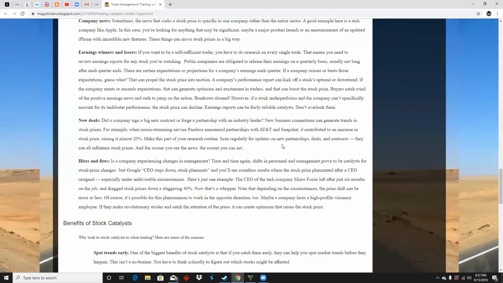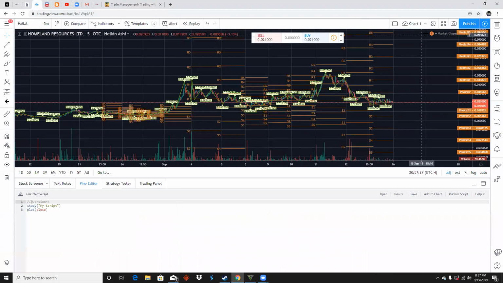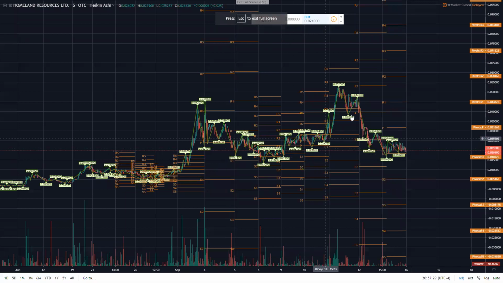Scan regularly for updates on new partnerships, deals, and contracts. They can all influence stock prices, and the sooner you see the news, the sooner you can act. You don't want to be the guy that catches the news at the end of the day and it's like, oh, hey, did you guys hear about this? I'm like, yeah, we knew about it this morning. We played the run off that news, flipped the trade and made our money.